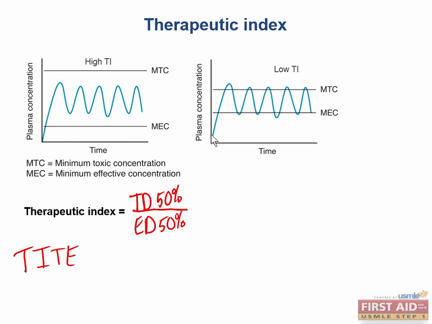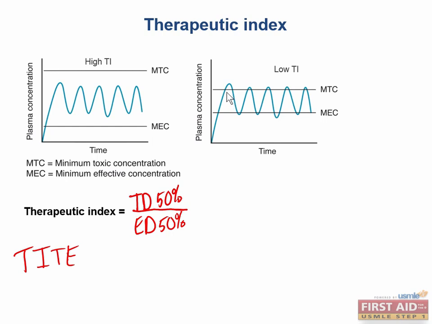We have to give enough drug to reach plasma concentrations that are above our effective dose. I mean, if we don't give enough drug to be effective, why even give the drug in the first place? But we have to be very careful in this situation because if we give too much drug, we can easily cross this toxic dose 50 threshold and thus get some undesirable side effects.